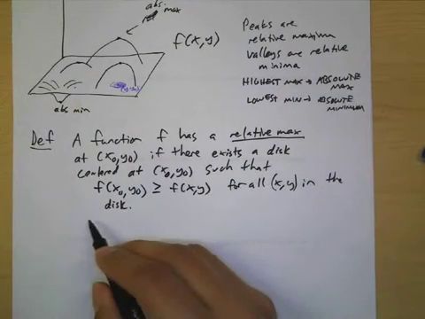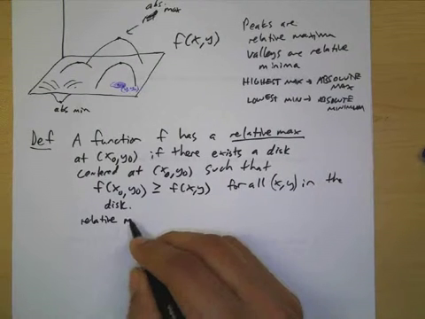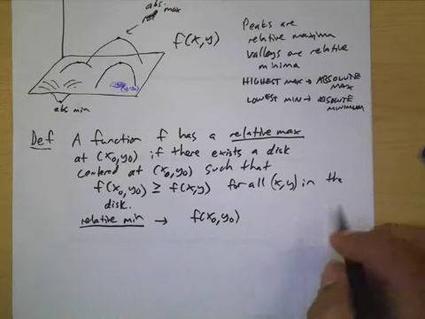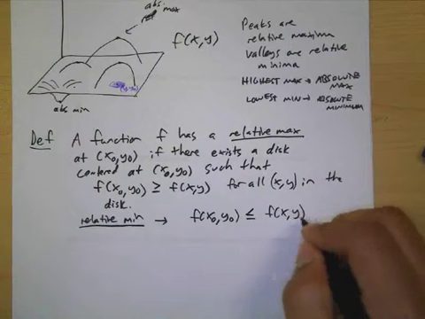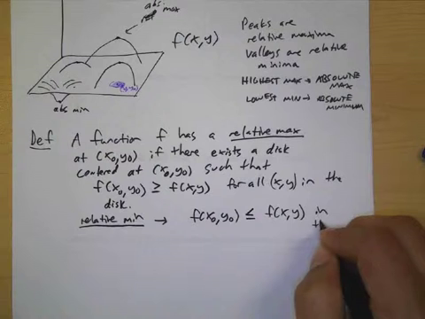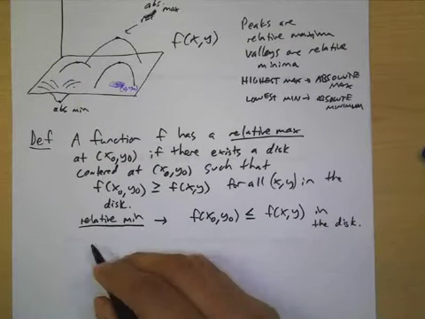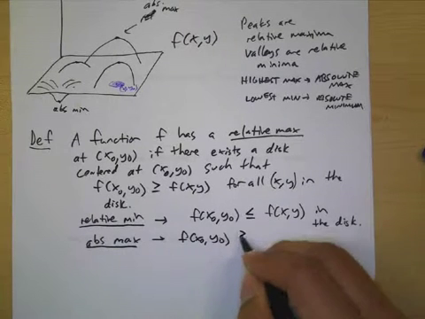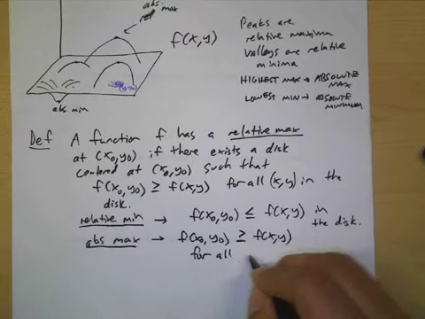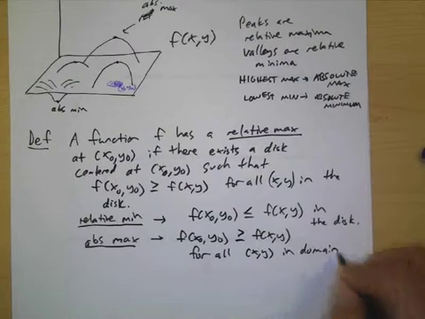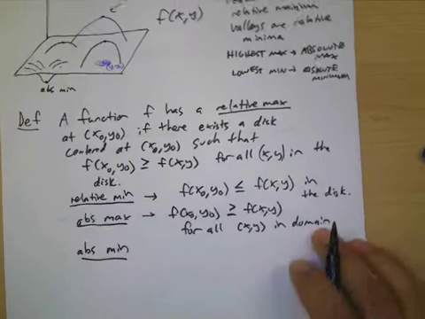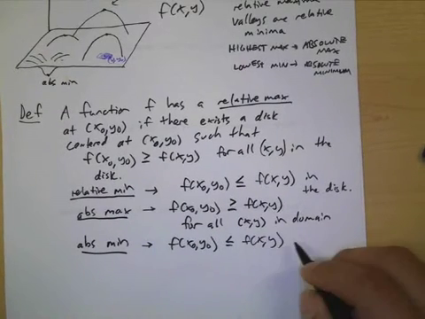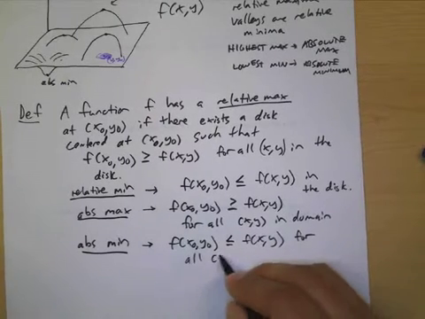Now, similarly, for a relative minimum, I'm not going to write it all out again, we would need the output, f of x naught, y naught, to be less than or equal to all the f of x, y's in the disk. And absolute max would mean that f of x naught, y naught will be greater or equal to f of x, y for all x, y in the domain, and an absolute min will be the exact opposite. The output will be less than or equal to all of the outputs for all x, y in the domain.